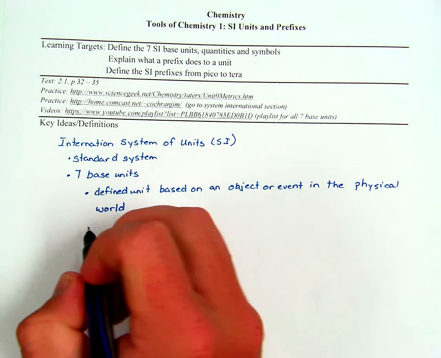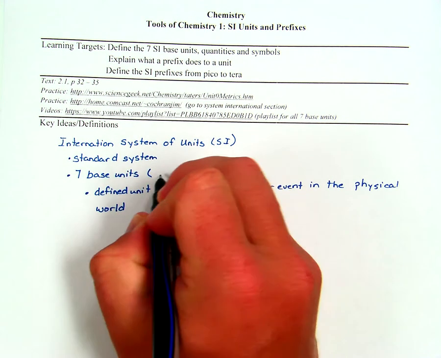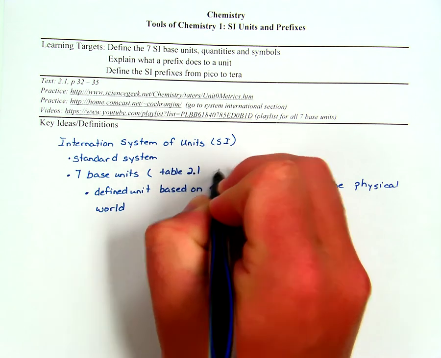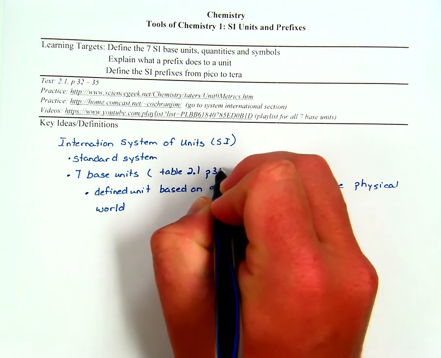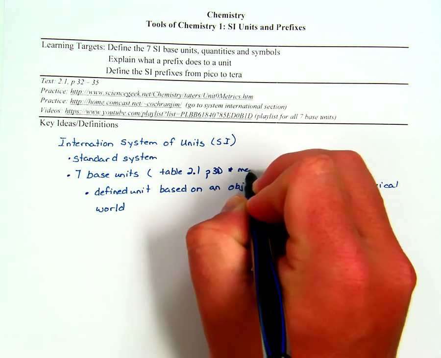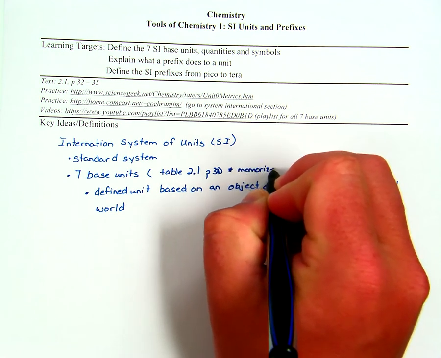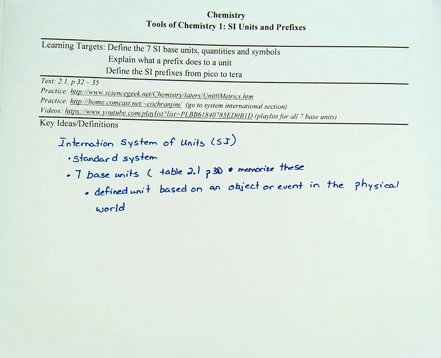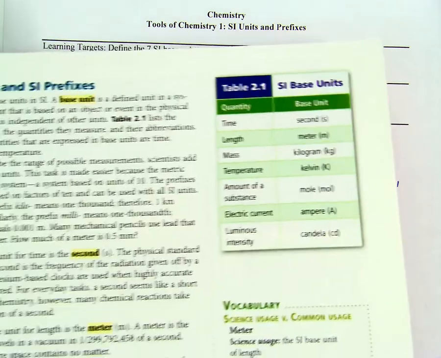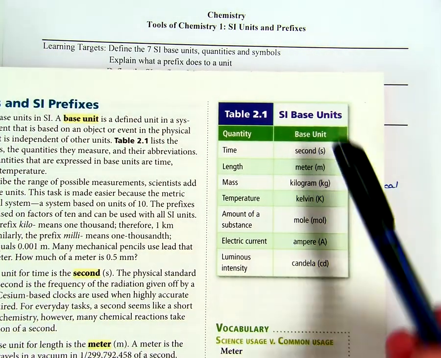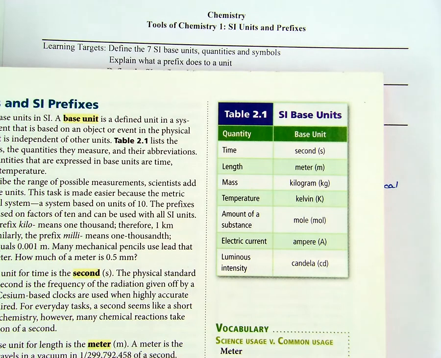You can find a list of these 7 base units on table 2.1 on page 33 of your text. And you need to memorize these. There aren't too many things that you'll need to memorize in this class. Actually, very few. But these I would like you to memorize just because we deal with them so often. Here is that table, table 2.1. It gives you these 7 SI base units. You can just count them there.